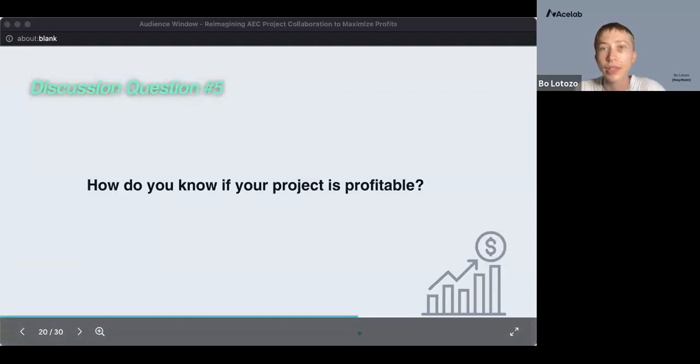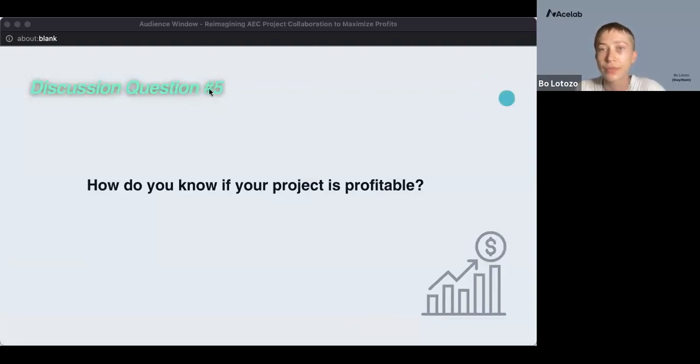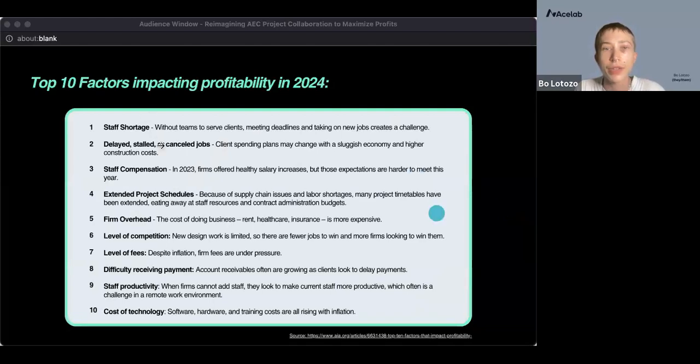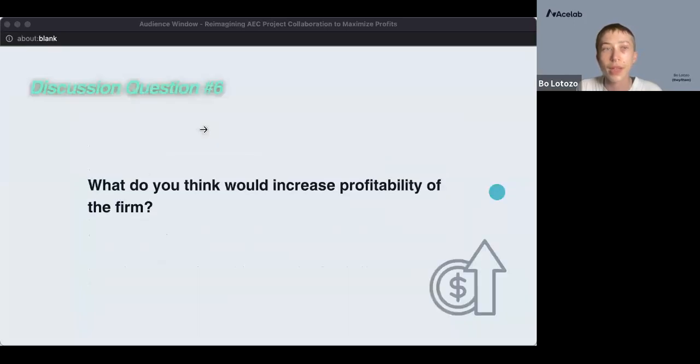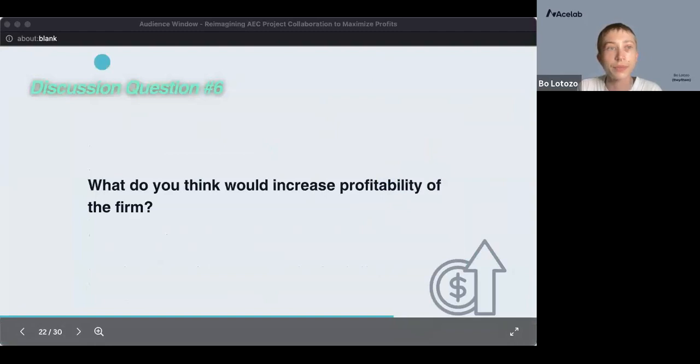All right. Any last thoughts before we move on? Okay, cool. All right. So here, just sharing a few insights on the top 10 factors that could be impacting profitability in 2024. So staff shortages, delayed, stalled, or canceled jobs, staff compensation, extended project schedules. A lot of the things that we've been talking about today, I think, are referenced here. And this is going to be our last discussion question of today before we open it up to some audience Q&A. So I will go ahead and launch that in one moment.